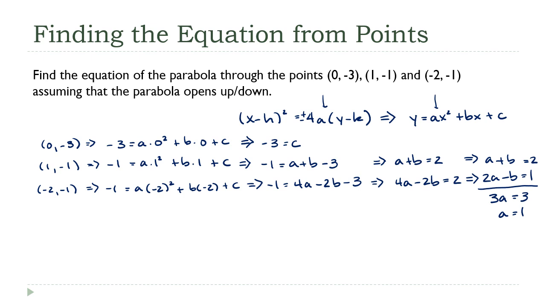So now I have 2 of my 3 parameters. To get the third one, I'm going to take a = 1 and substitute it in this equation here.